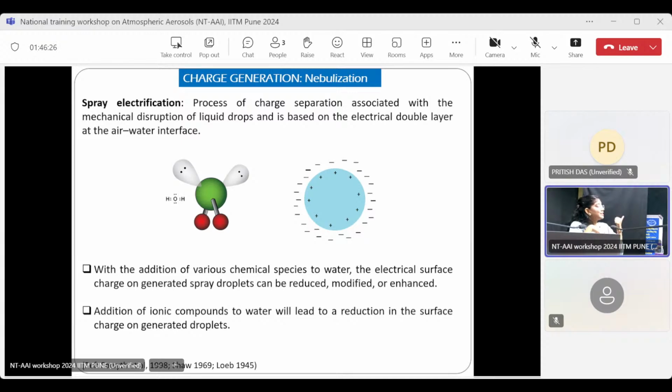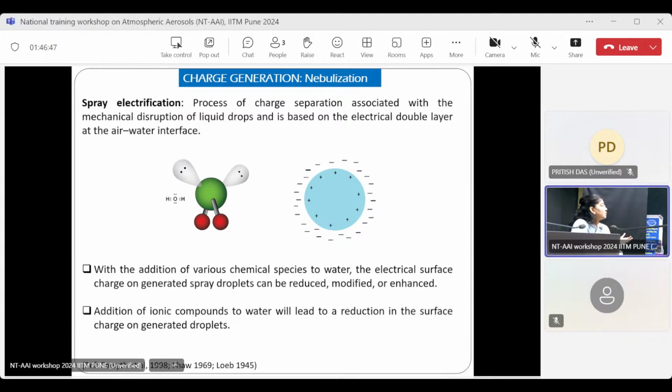When you disrupt this electrical double layer, charging will occur, so your atomized aerosol particle will have charge. But you are not going to use pure water, correct? You are going to dissolve something in it. So what will happen when you add, for example, NaCl, KCl, or any solution to it? It will disrupt this double layer.